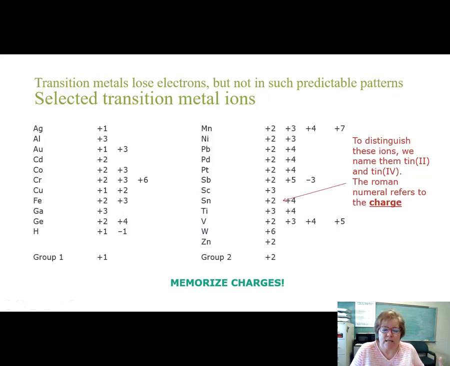In order to distinguish those ions, because they will behave differently, they have different charges, I will use Roman numerals after the element name to indicate which one. So tin, parentheses, Roman numeral 2 means tin with a +2 charge ion. And tin with a Roman numeral 4 means tin with a +4 charge ion. And so that's how we're going to designate which of these we mean when a metal is capable of having more than one possible ion.